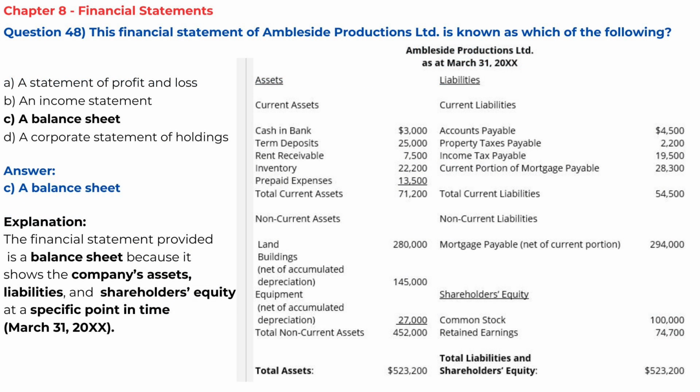Question 48. This financial statement of Ambleside Productions Ltd. is known as which of the following? Answer: C, a balance sheet. Explanation: the financial statement provided is a balance sheet because it shows the company's assets, liabilities, and shareholders' equity at a specific point in time, March 31st, 2026.